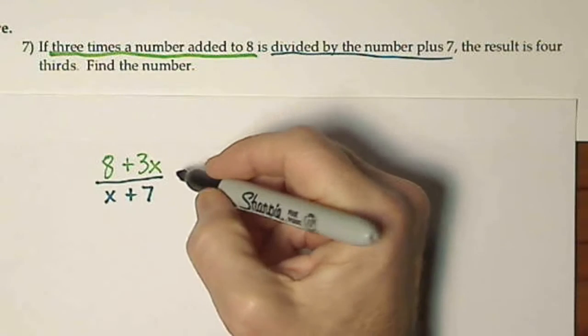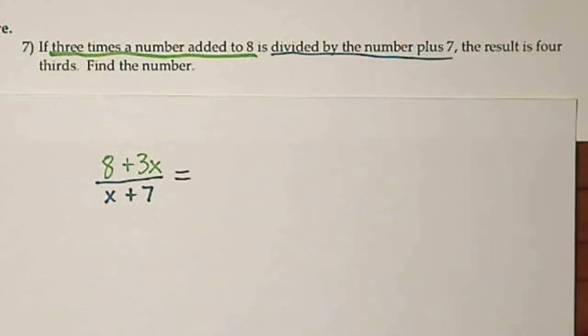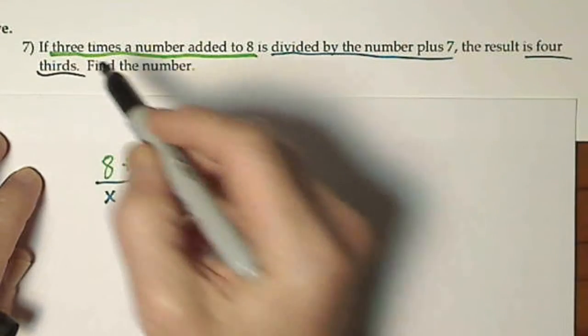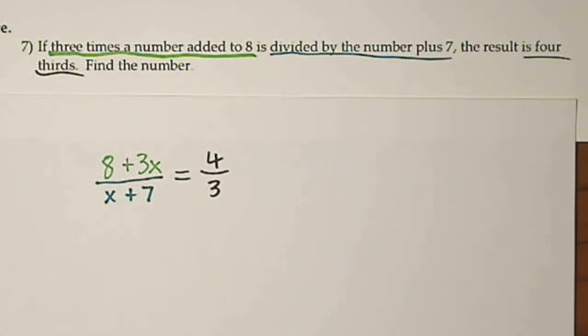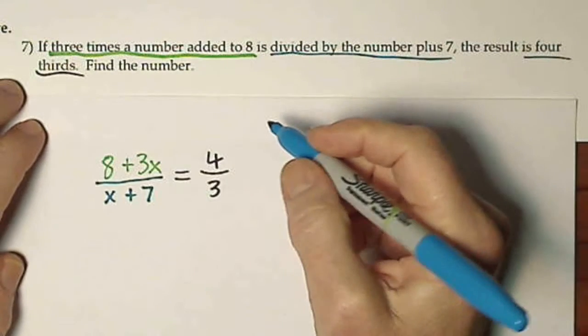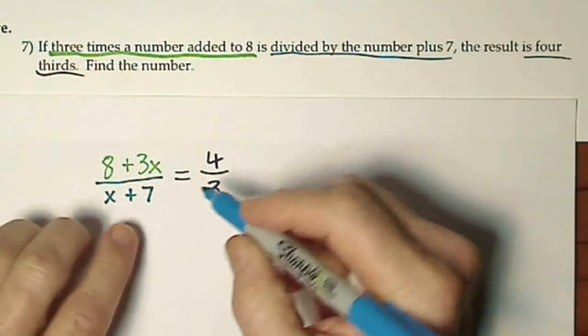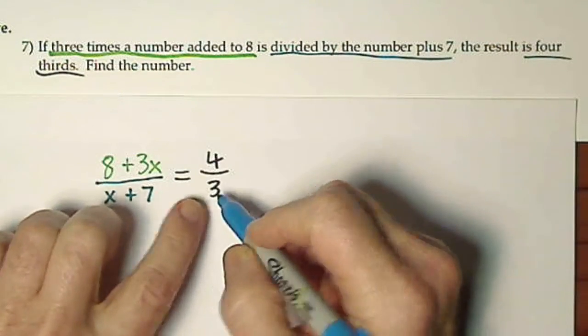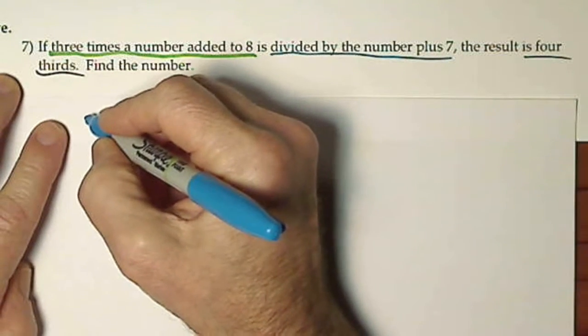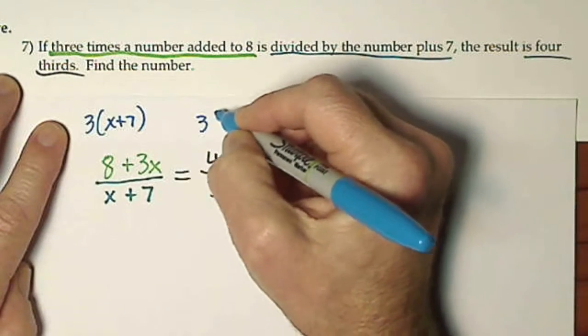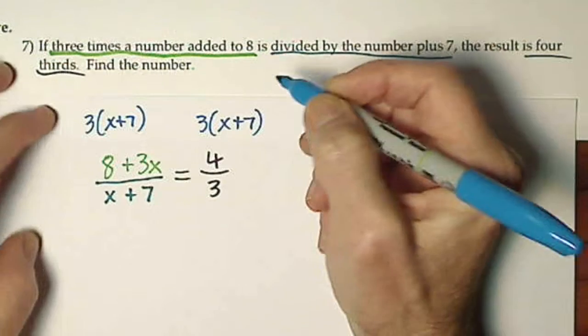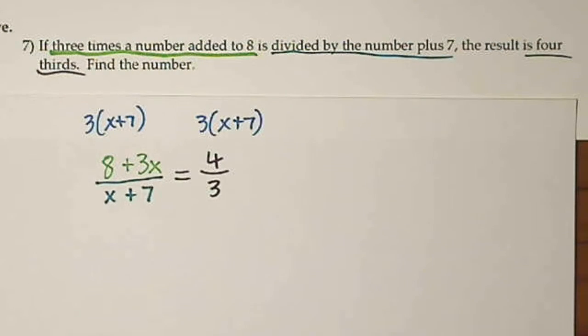The result is, well, there's where the equal sign shows up. The result is 4/3. So we just put 4/3. Alright, and using the same pattern I've been using all along, I'm just going to multiply each side of the equation by this denominator times this denominator. So I'll write that as 3 times x plus 7, 3 times x plus 7, and now cancel whatever we can.